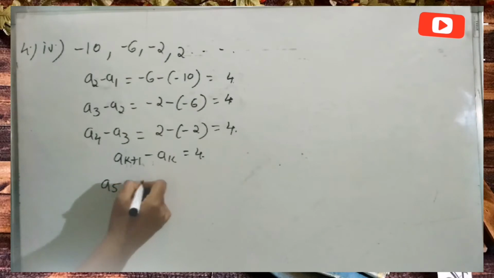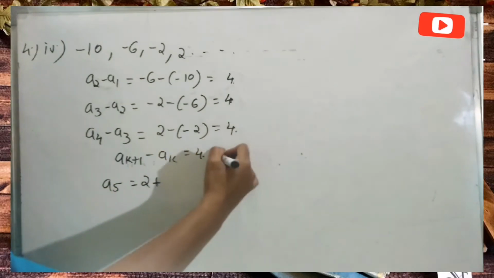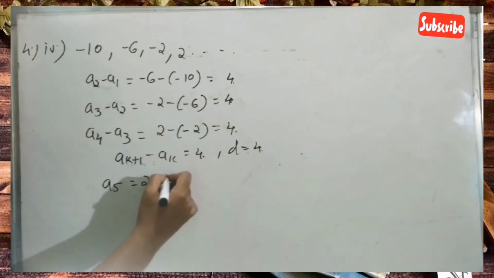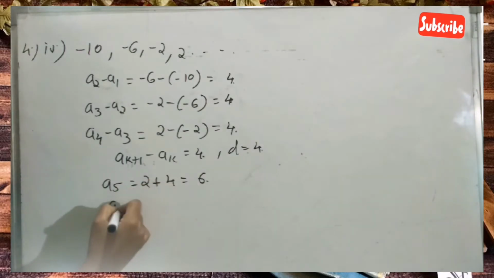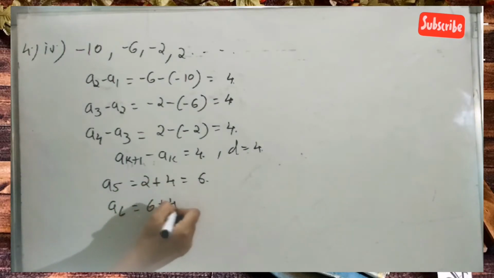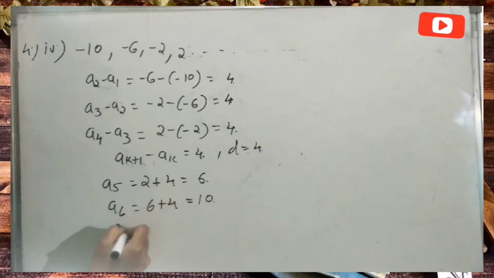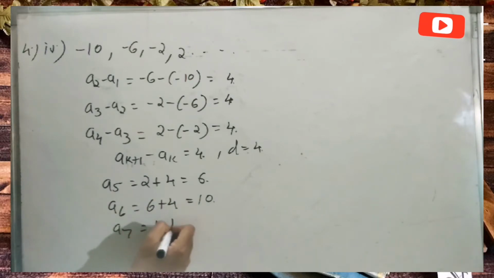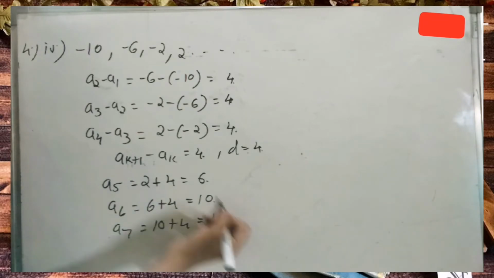Then the fifth term is 2 plus, here the d is equal to 4, 2 plus 4 is equal to 6. And a6 is equal to 6 plus 4 is equal to 10. And a7 is equal to 10 plus 4 is equal to 14.